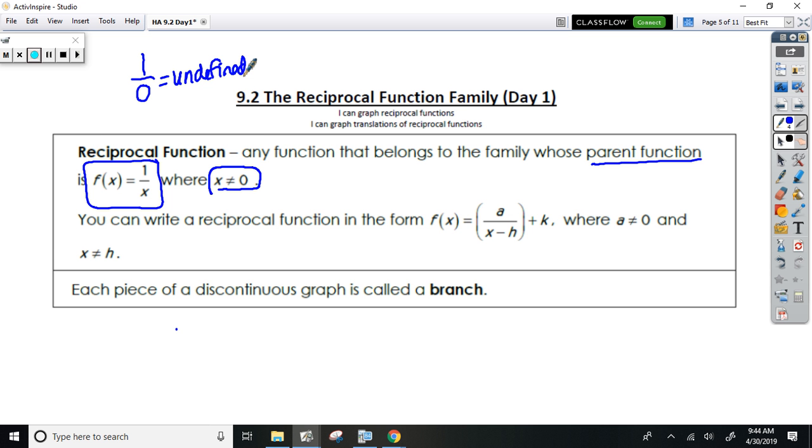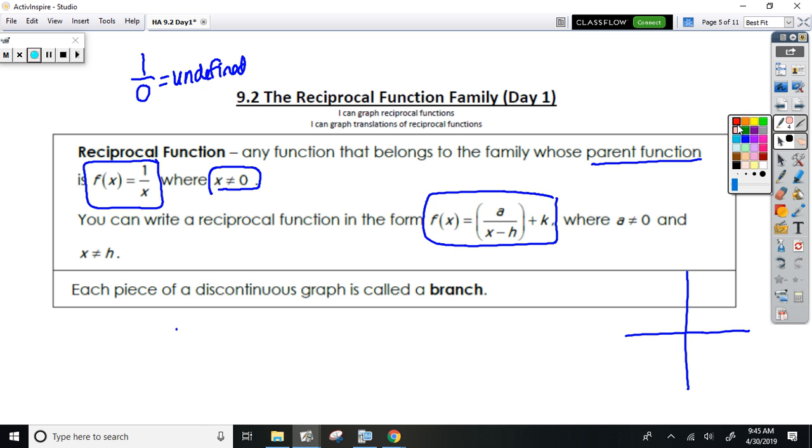A reciprocal function can be written in this format. So it's similar to what it started out with, but we have some different letters that are representing translations, shifts, left, right, up, down. It also tells us things about the asymptotes and what the equations will be. Now when we look at these, the graphs of these will typically look like this, I'll just do a little sketch here.